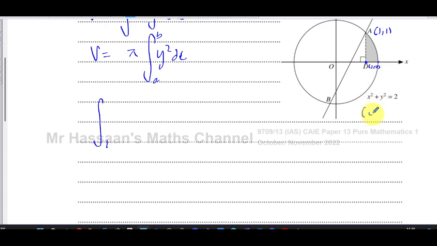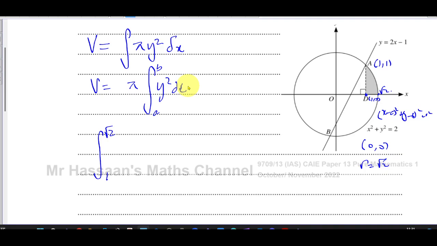Now, this circle has center 0, 0, and the radius is going to be the square root of 2, because remember we have x minus a squared plus y minus b squared equals r squared. So the center is the origin, okay, and the radius is root 2. So this point here is root 2. So between 1 and root 2 are the limits that we have to use.